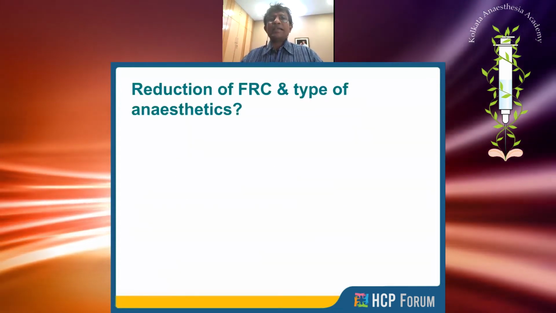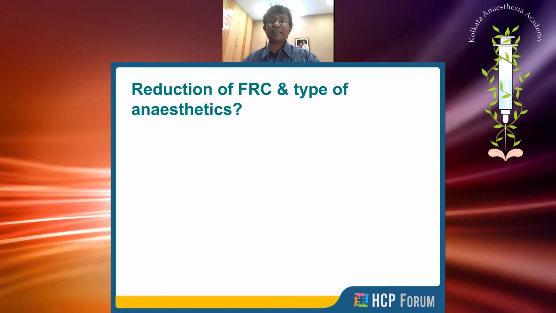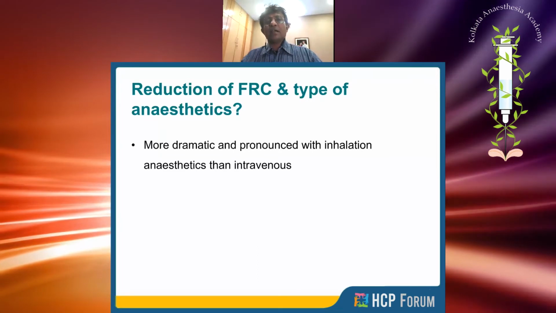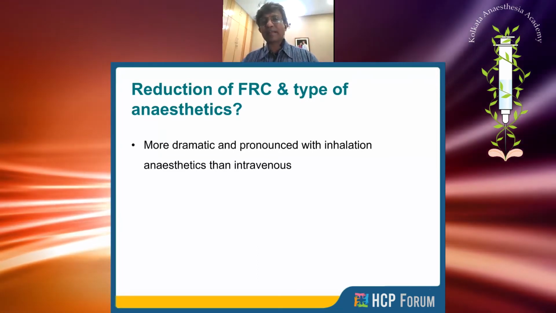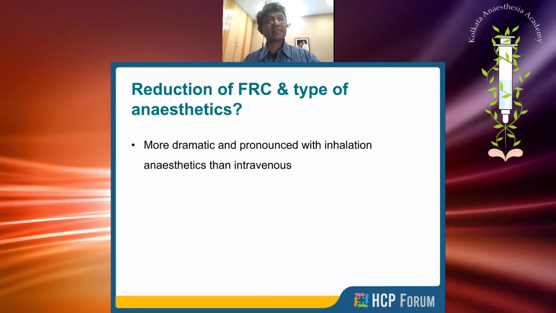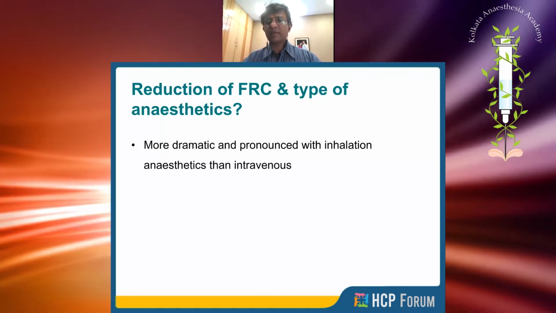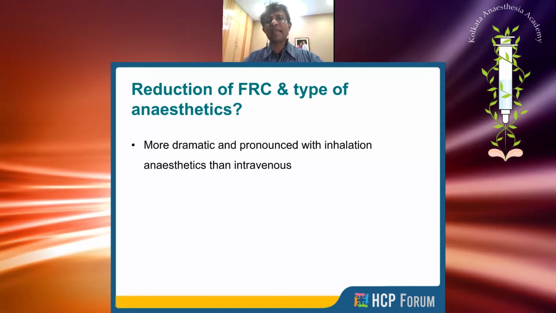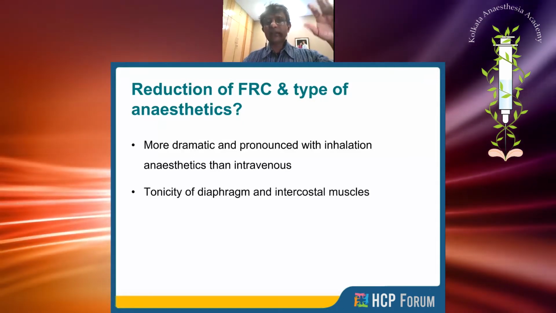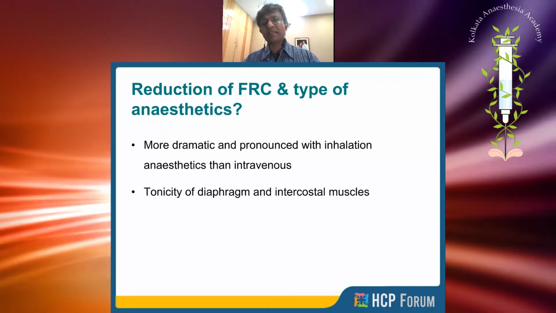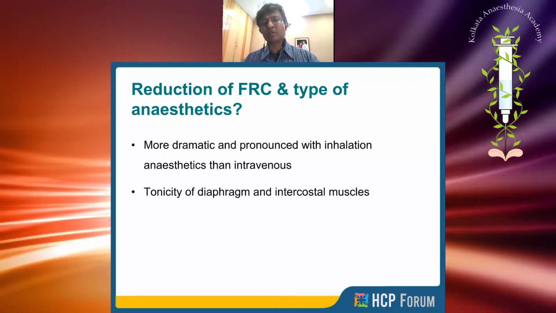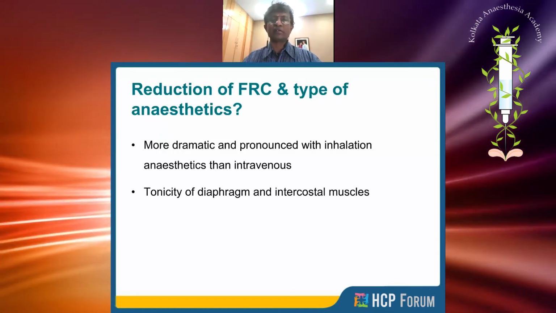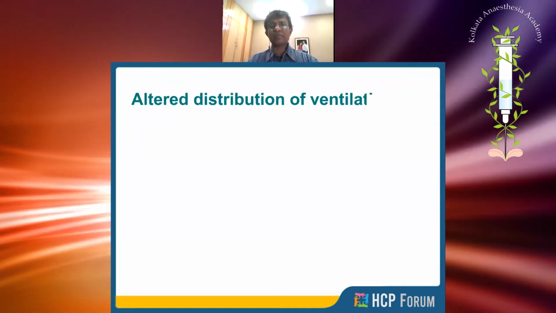Does the type of anesthesia influence the reduction of the functional residual capacity? Yes, it is more dramatic and more pronounced with inhalation anesthetics than with intravenous. It can happen with intravenous, but it is shown to be lower than with inhalation. And it is possibly because the halogenated inhalation agents decrease the tonicity of the diaphragm and the intercostal muscles, which is why it is possibly higher with that.